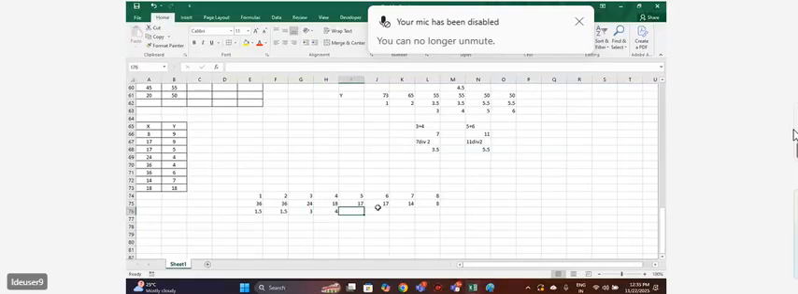17, 17, there is a tie. 5 plus 6, 11 divided by 2. So that will be 5.5, 5.5. Then next, 14, any competition? No. So it will be 7. Then 8, any competition? No. 8. So this will be the rank of X. Understood?